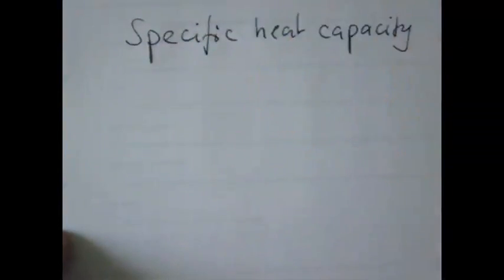Now let's have a look at specific heat capacity. Specific heat capacity can be compared to heat capacity just like density and the mass of an object. When we talk about density, we actually talk about the mass of one particular volume, usually 1 centimeter cube or 1 meter cube. The same applies to specific heat capacity. We're actually looking at how much energy is needed to increase the temperature of an object by just 1 degree Celsius.